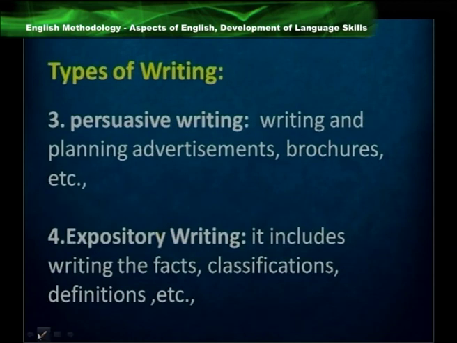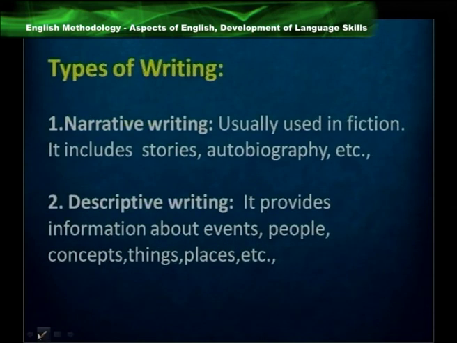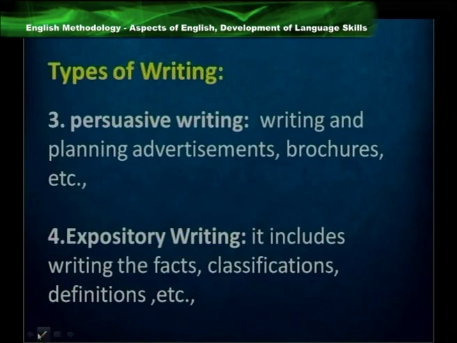Next type of writing is persuasive writing. Writing and planning advertisements, brochures, etc. Coming to the narrative part, here they are narrating stories or autobiographies. Whereas coming to the descriptive part, here they are describing the whole trip or whole tour. But coming to this part, it is talking only about planning of advertisements and brochures.